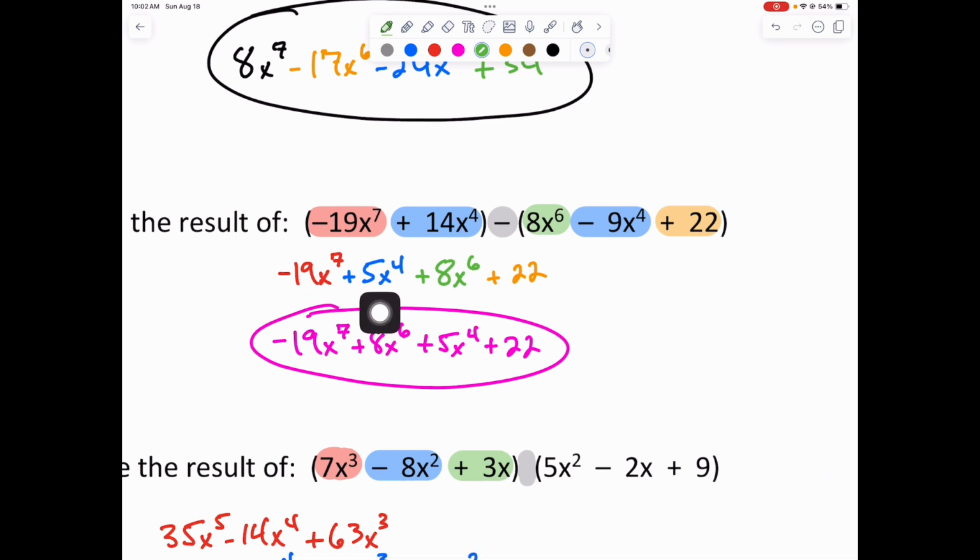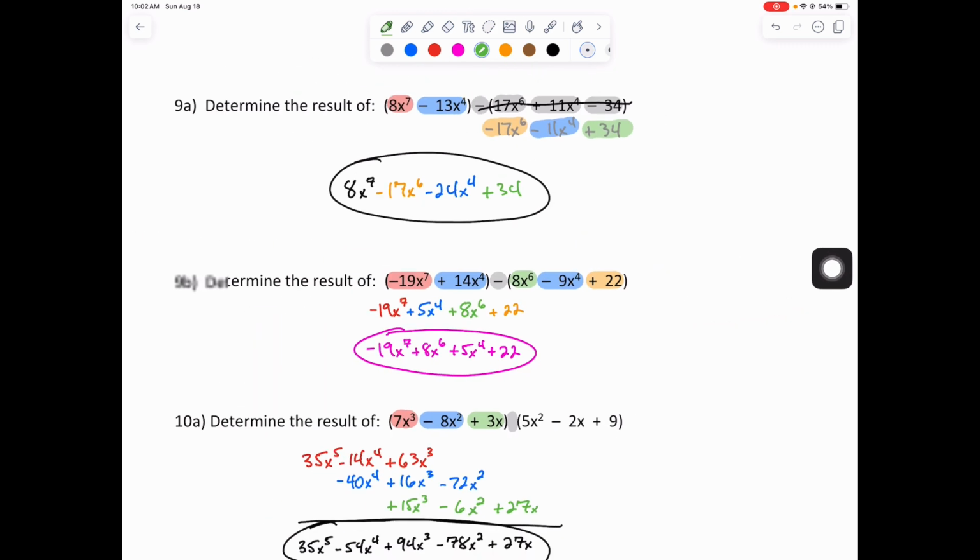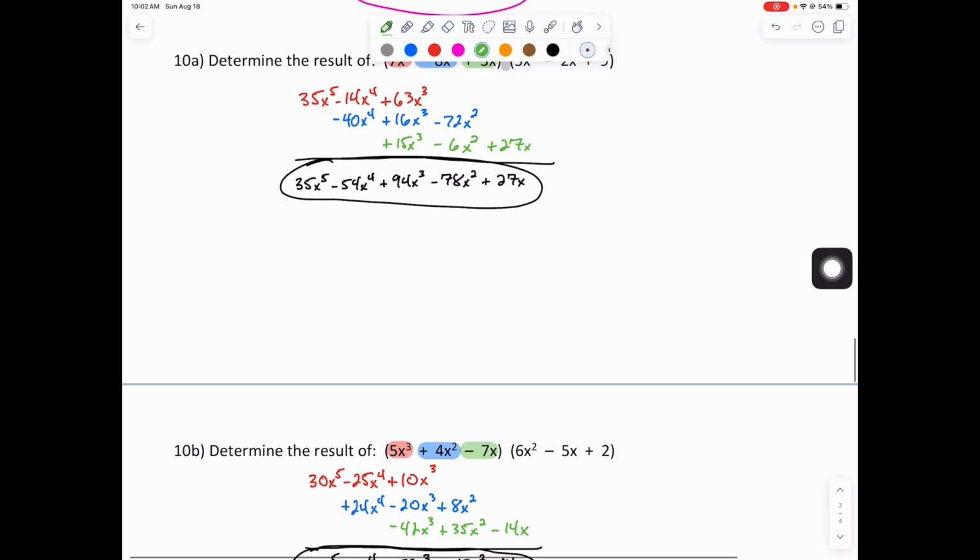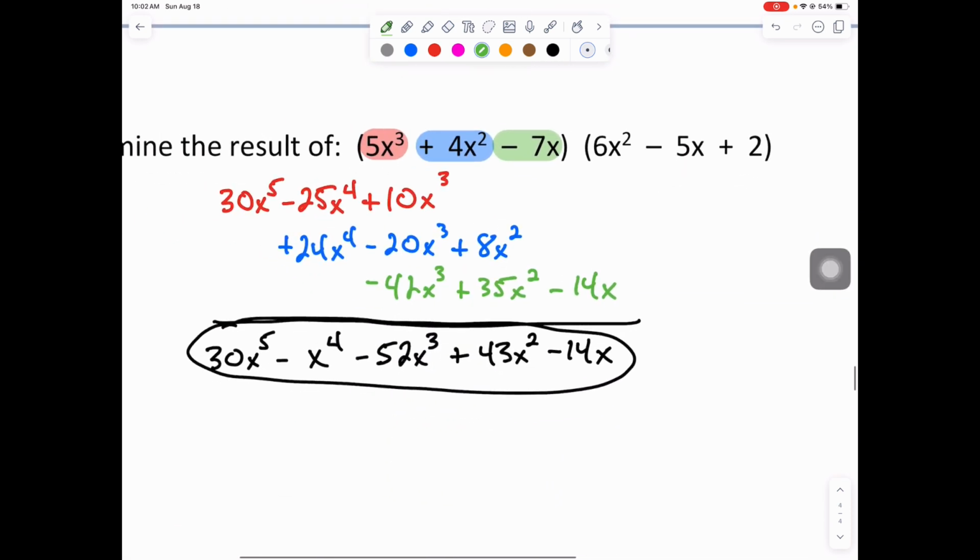Negative 19x to the 7th plus 5x to the 4th plus 8x to the 6th plus 22. All right, we have negative 19x to the 7th plus 8x to the 6th plus 5x to the 4th. And our answer, we just had to flop those two. So, and then plus the 22, go ahead and circle it. That way it's in correct form. 10b should look something like this from your work. 30x to the 5th minus x to the 4th minus 52x cubed plus 43x squared minus 14x.